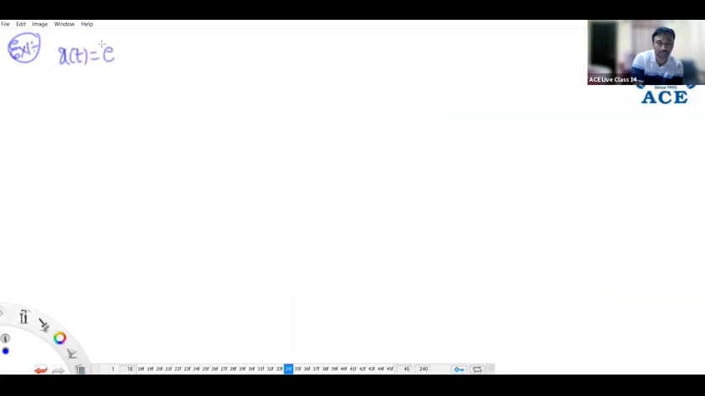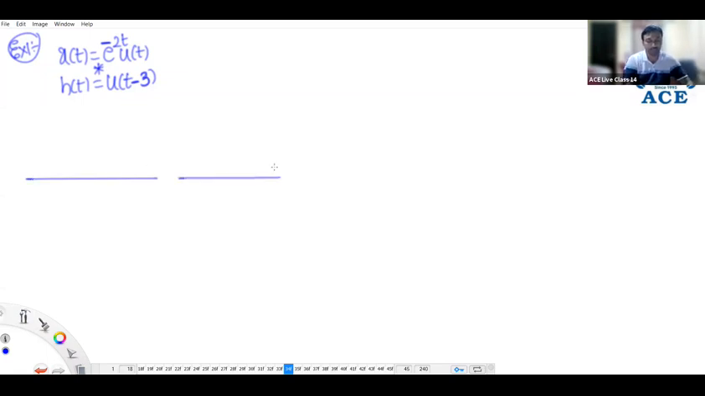Suppose x of t is e power minus 2t u(t) and h of t is u of t minus 3. How to do convolution of them? Decaying exponential and step functions are given. First you draw the signals graphically. Mathematical expression is given. Draw the signals graphically.